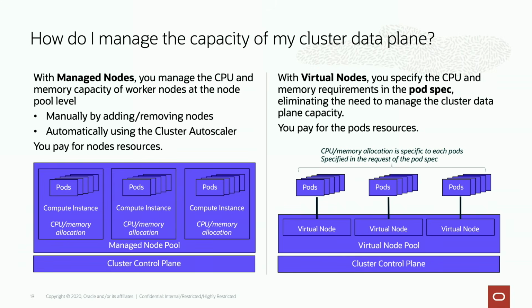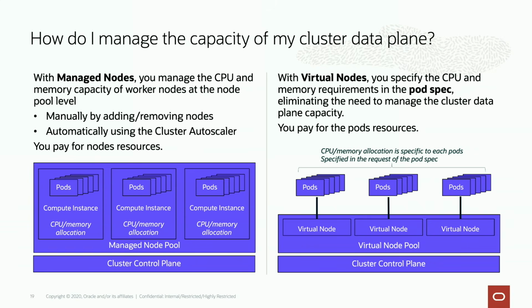So with managed nodes, you deploy compute instances that are worker nodes. So you have to size them efficiently, right? You have to size them for all your applications that you're running, and possibly increase the size of the pool when applications need more. With virtual nodes, you do not have to set any resources at the virtual node level. You pick an architecture, a processor architecture.